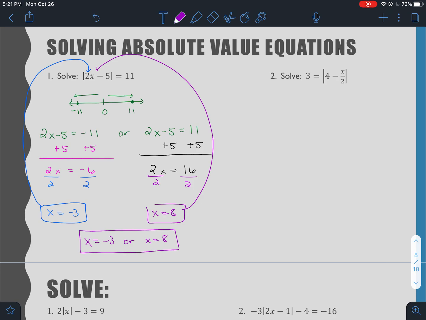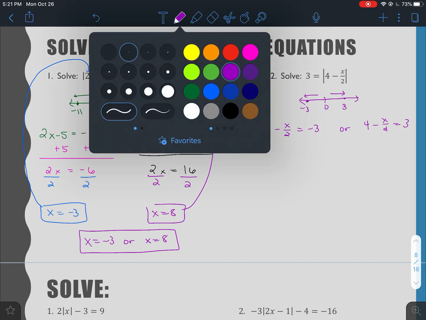On the next one, we have 3 is equal to the absolute value of 4 minus x divided by 2. So since my absolute value is equal to 3, I'm 3 units away from 0 to start with, so I'm either at negative 3 or positive 3 to start with. So the quantity inside the absolute value, 4 minus x over 2, is either equal to negative 3 or 4 minus x over 2 is equal to positive 3. And then I would solve both of these.